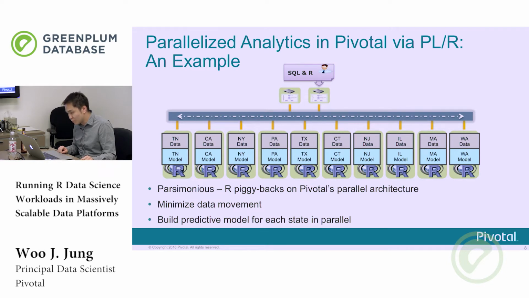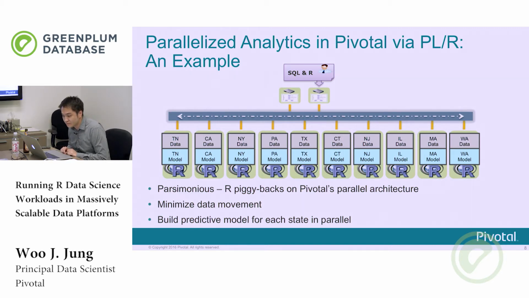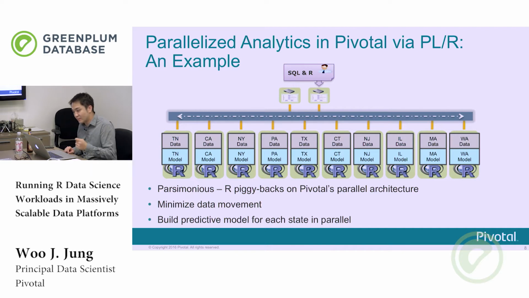If you go through this workflow, the time it takes to run a model for one state would be the same amount of time it would take to run a model for all 50 states, let's say if you have a 50-node cluster of Greenplum available, right? And so it's parsimonious in that it piggybacks off of Pivotal's parallel architecture. You're minimizing data movement because data by state stays within the segment. And it increases productivity because you're now building the predictive model for each state in parallel.